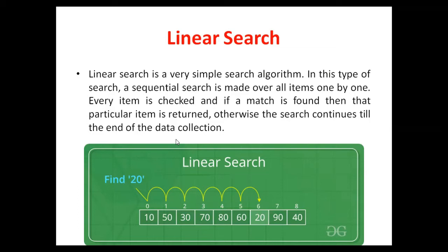It means that suppose you have a search key value. In this example, suppose we have an array of 9 elements, so 0 to 8 are the indices. At the zeroth position we have the value 10. At the first position we have 50, till the eighth position, where we have 40. Suppose I want to find the search key element 20. So how will linear search perform?